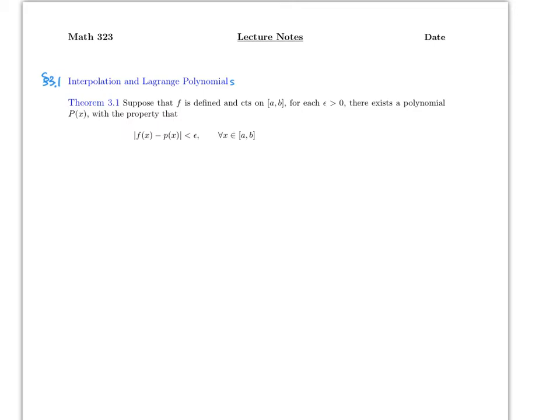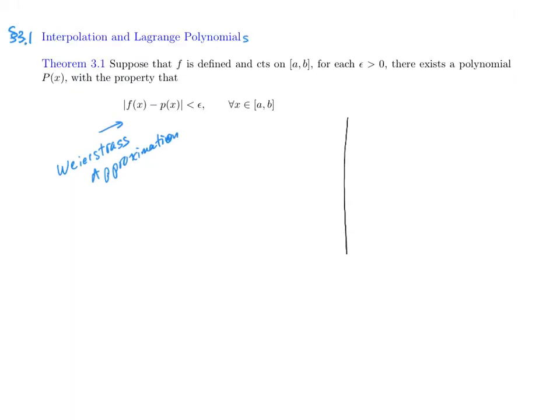Now, this approximation is called Weierstrass approximation. And geometrically, this is what it means. If you have a function between a and b that is continuous, so the function has to be continuous between here and here, let's say that this one is f of x.